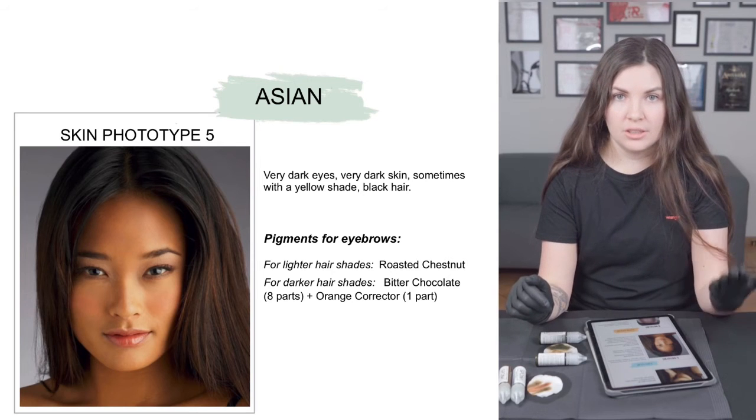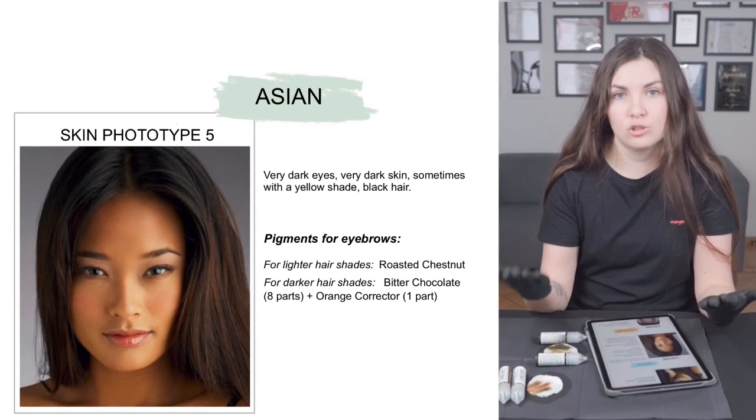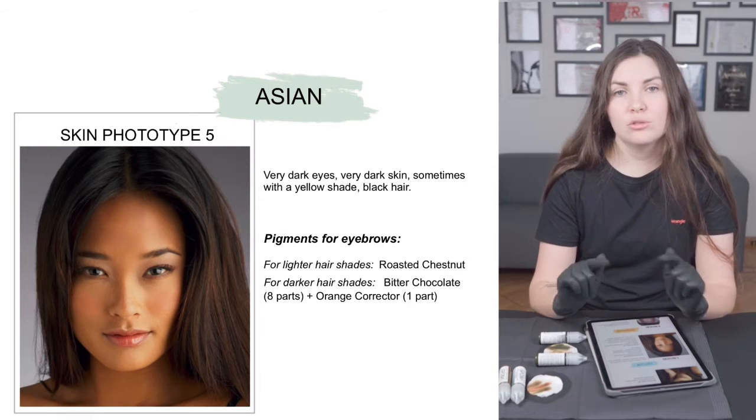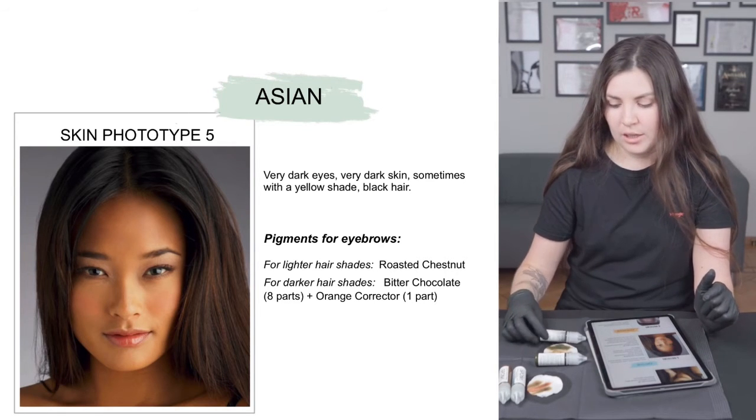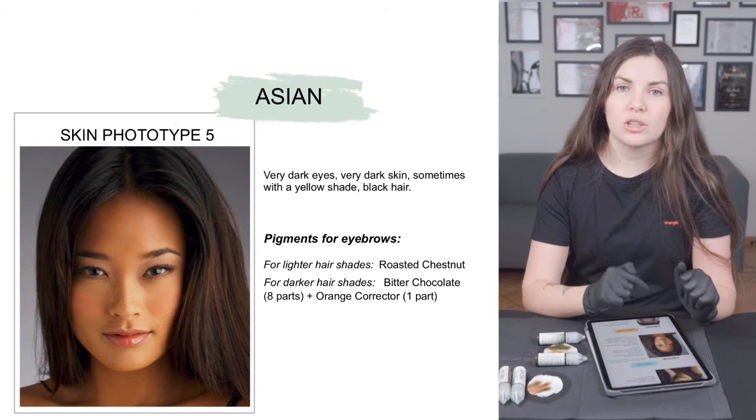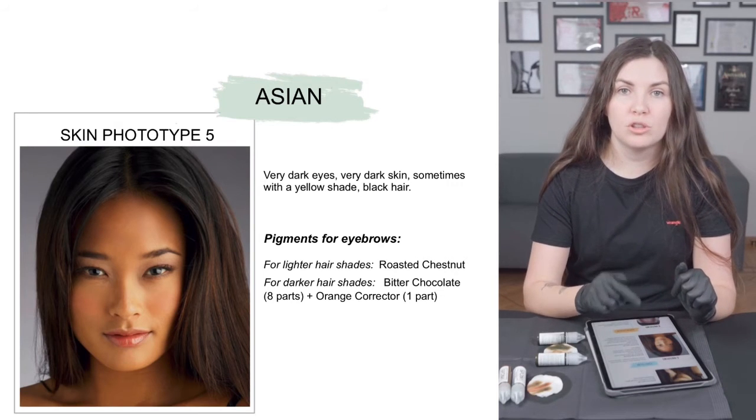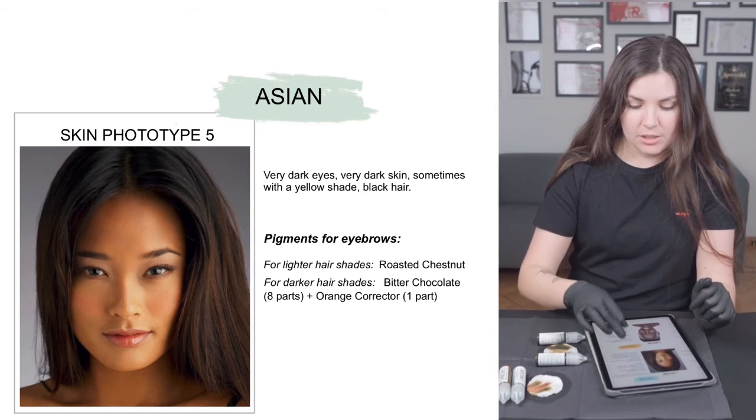So for yellowish skin, orange corrector, for reddish skin, yellow corrector. It's simple. And for clients like this, we never use our darkest pigments, like bitter chocolate. It is suitable only for light colored clients because it has a lot of black color pigment in it.